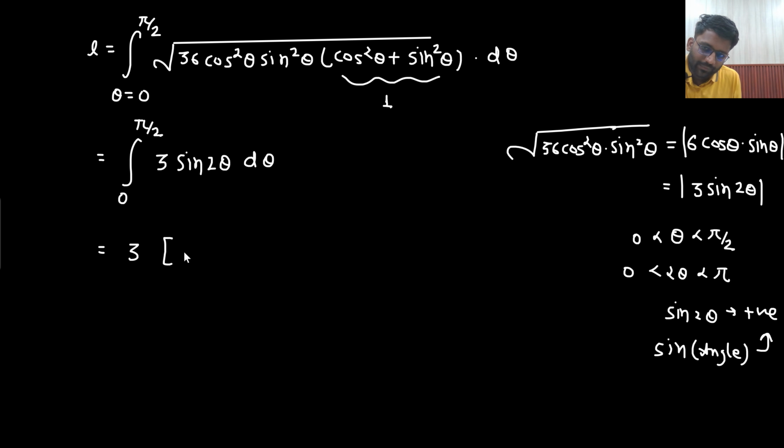So 3 into cos 2 theta divided by 2. Why divided by 2? Because the differentiation of 2 theta would be 2 only. Limit is going from 0 to pi by 2, but there will be a negative sign here because integration of sin 2 theta is minus cos 2 theta. But I can interchange the limit because I am eating up the negative sign. So 3 by 2, cos 0 is 1, cos pi is minus 1.